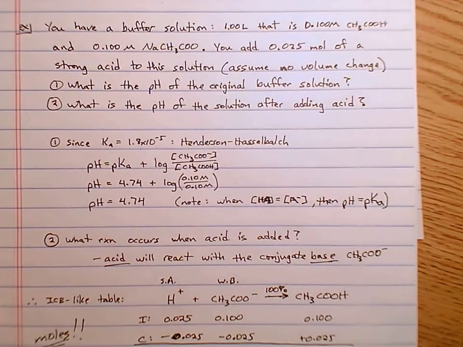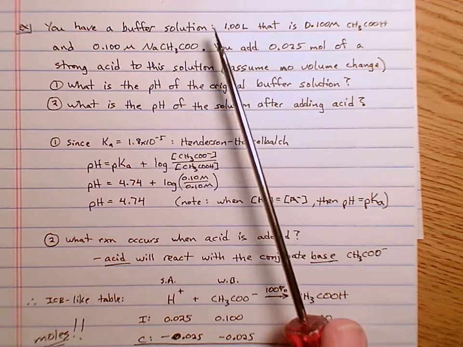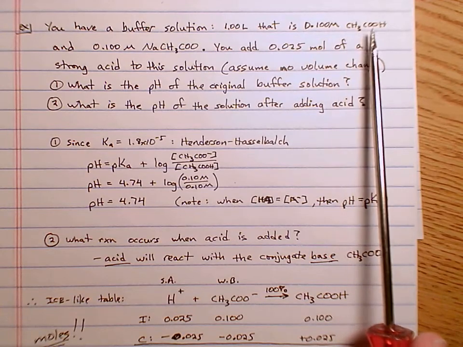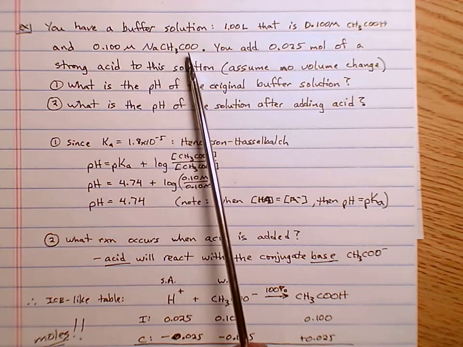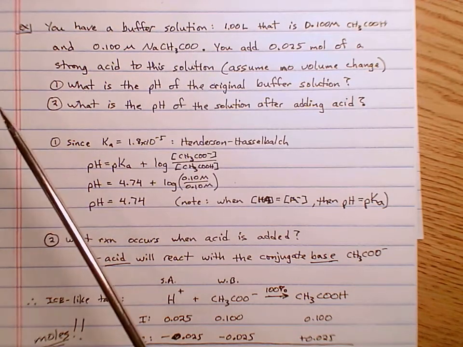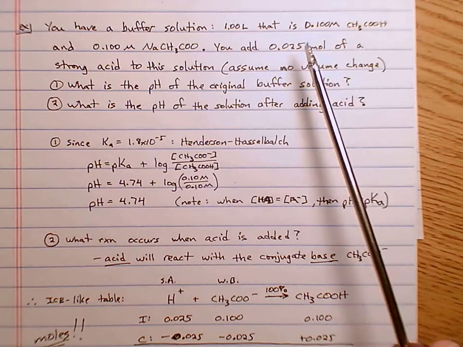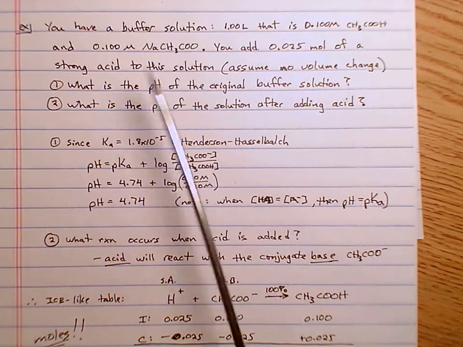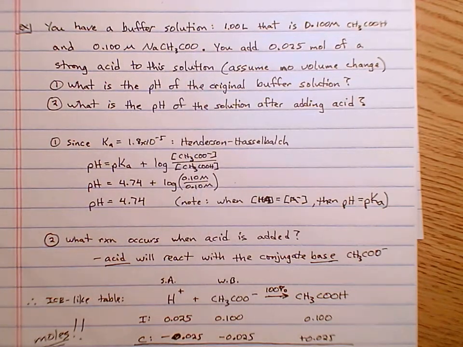All right. You have a buffer solution that is 1 liter, 0.1 molar in CH3COOH and 0.1 molar in NaCH3COO. Note that there are multiple ways to write acetic acid. HC2H3O2 is the same as CH3COOH. When you get to organic chemistry, we tend to write it more this way.